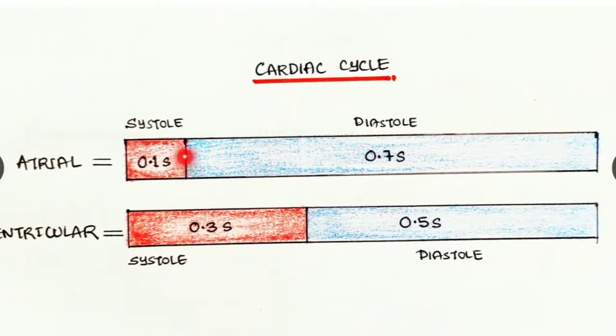In the atrial systole, it lasts for around 0.1 seconds and the diastole is around 0.7 seconds. In the ventricles, the systole is around 0.3 seconds and the diastole prolongs for about 0.5 seconds, so that the total is 0.8 seconds. That is the duration of this cardiac cycle.